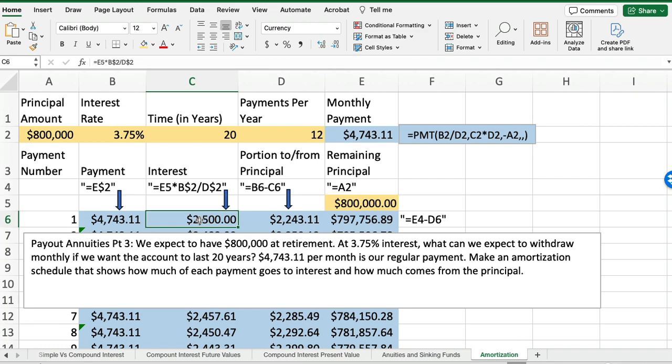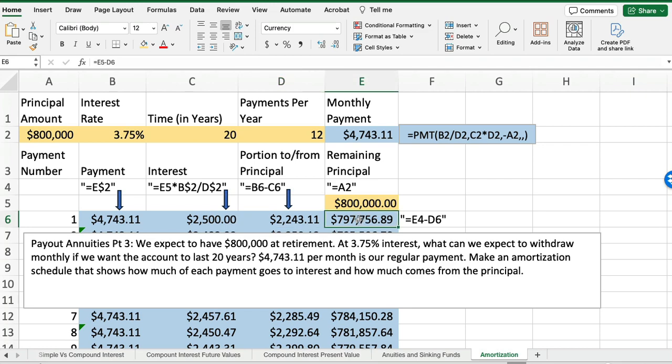In cell C6, type equals E5 times B$2 divided by D$2. So that's equals E5 times B$2 divided by D$2. In cell D6, so this is the portion that goes to principal, you're going to type equals B6 minus C6, and that's basically equals B6 minus C6.